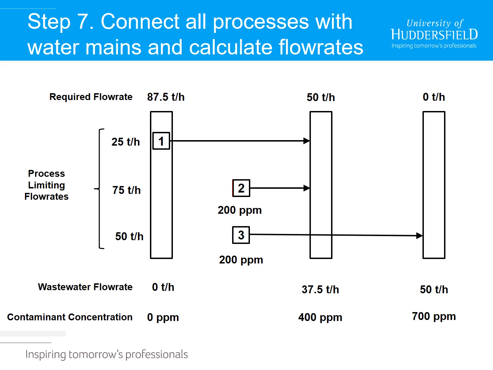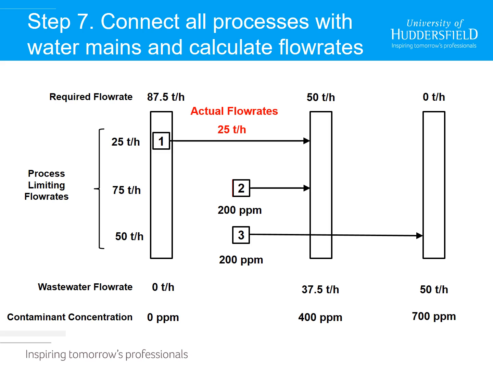Now, we need to check if and how we can cover the water demand for all three processes. Process number one requires only fresh water, since the maximum inlet concentration is 0 ppm. So, 25 tons per hour out of the total of 87.5 tons per hour of fresh water will go to process number one.